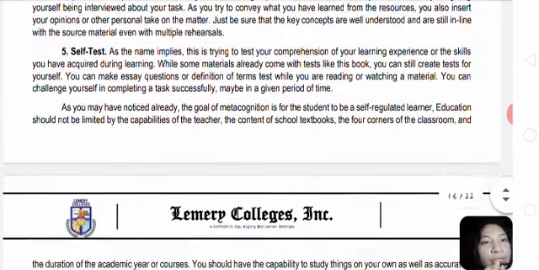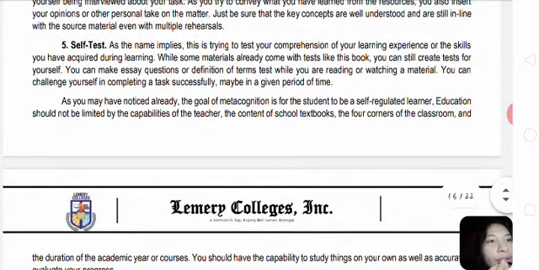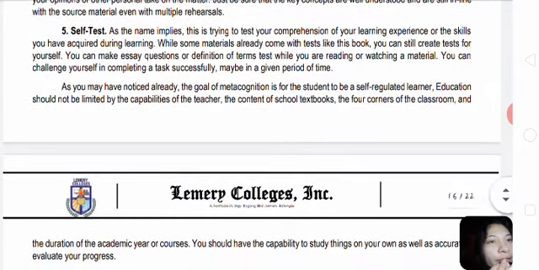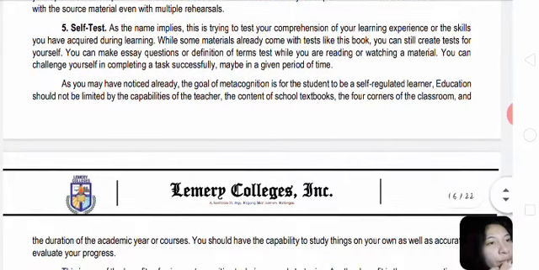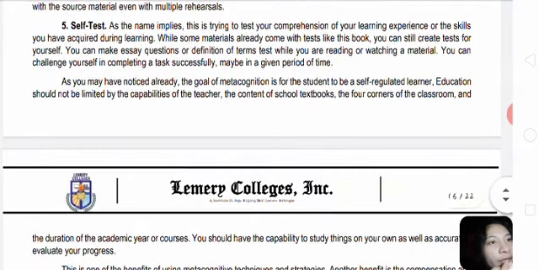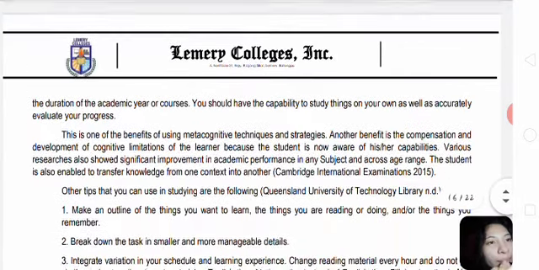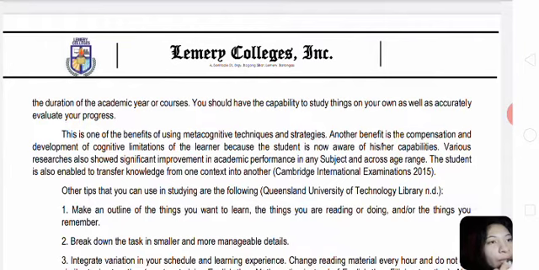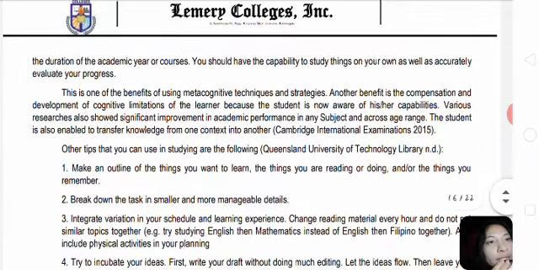As you may have noticed already, the goal of metacognition is for the student to be a self-regulated learner. Education should not be limited by the capabilities of the teachers, the content of school textbooks, the four corners of the classroom, and the duration of the academic year or courses. You should have the capability to study, think on your own, as well as accurately evaluate your progress. This is one of the benefits of using metacognitive techniques and strategies.